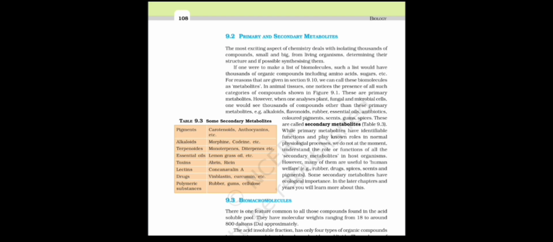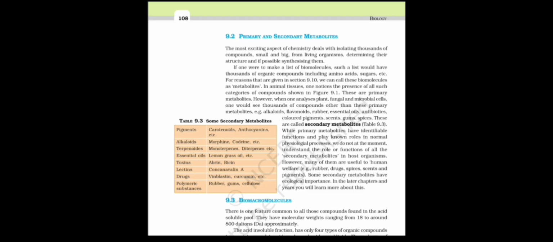However, many of them are useful to human welfare. Examples: rubber, drugs, spices, scents, and pigments. Some secondary metabolites have ecological importance. In the later chapters and years, you will learn more about this.